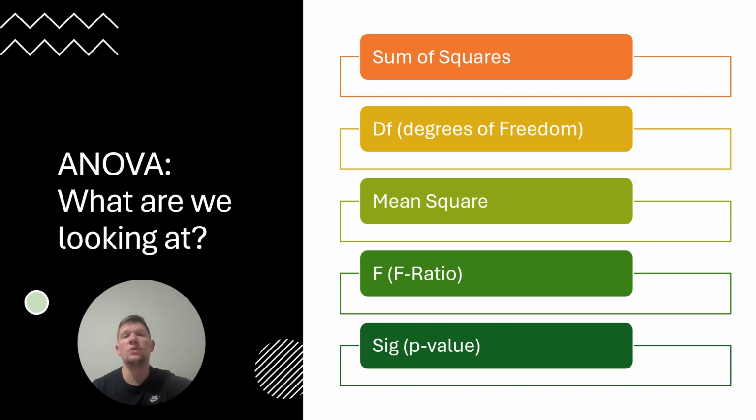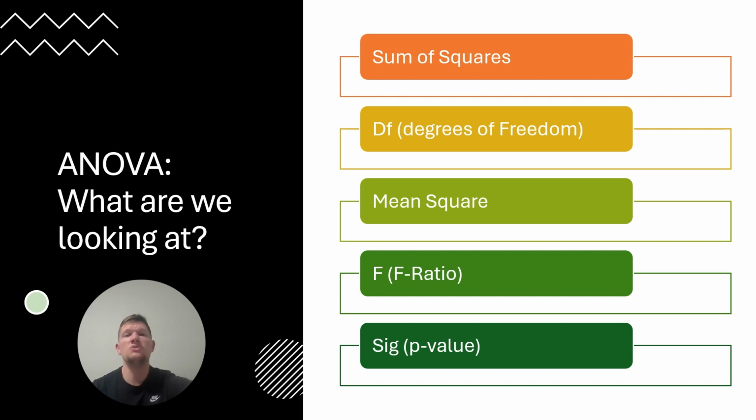The next thing is degrees of freedom, or DF. Degrees of freedom represent the number of independent values that can vary while still satisfying certain constraints. It helps determine the reliability of statistical estimates, with higher degrees of freedom generally leading to more stable results.